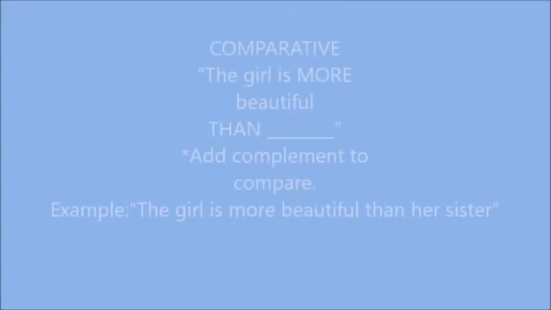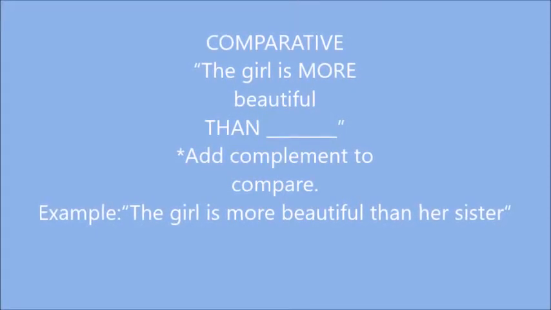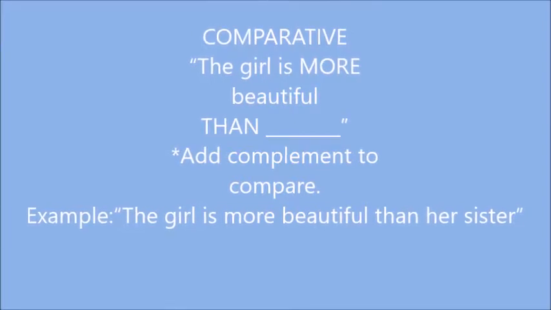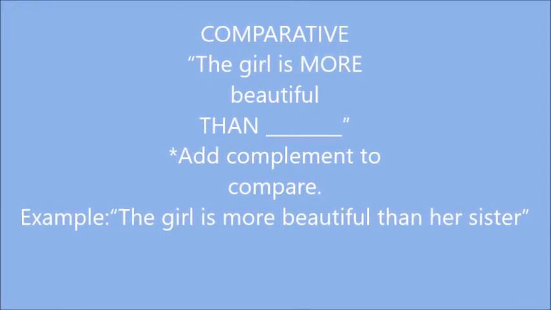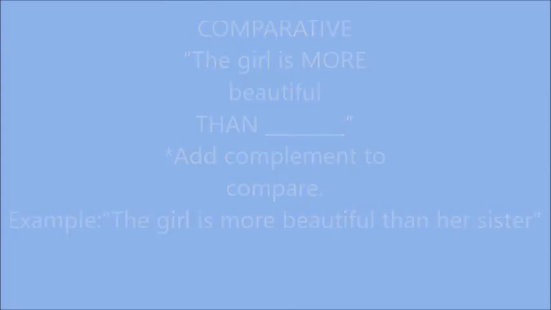Now, we have a sentence with a long word. To form a comparative adjective, you add the word more before the adjective and than after the adjective. So the sentence, the girl is beautiful, became, the girl is more beautiful than her sister.